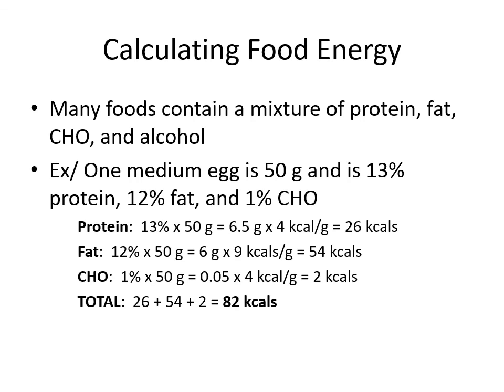We do this again for fat at 12%. This tells us there are 6 grams of fat in the egg. At 9 calories per gram, this is 54 calories from fat. And 1% carbohydrate times 50 grams gives us 0.5 grams of carbohydrate at 4 calories per gram, giving us 2 calories. We add these up and you'll see there are 82 calories. So this is why eggs are commonly rounded and listed as 80 calories. This is also the same information that you will see on the back of a food label.